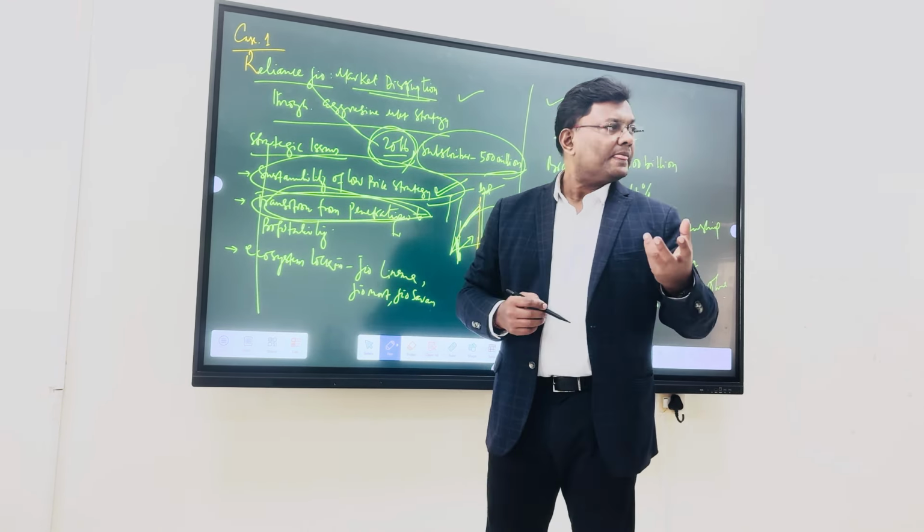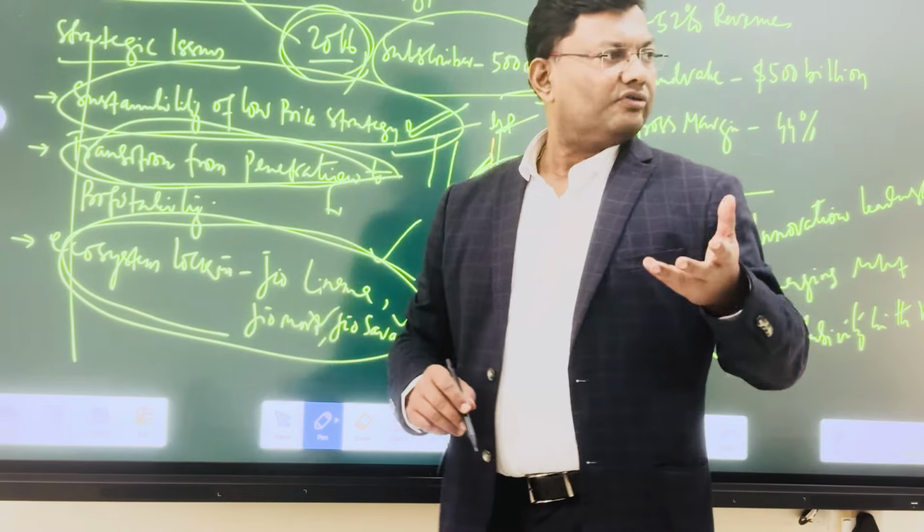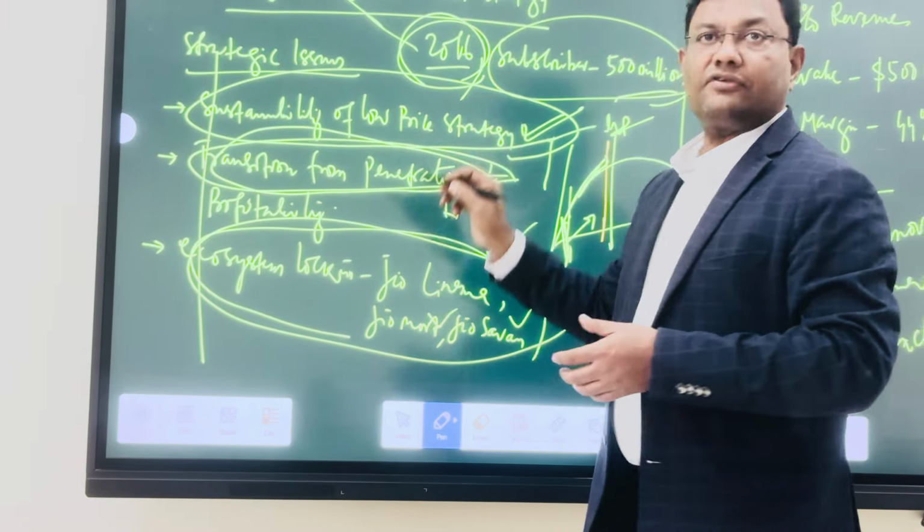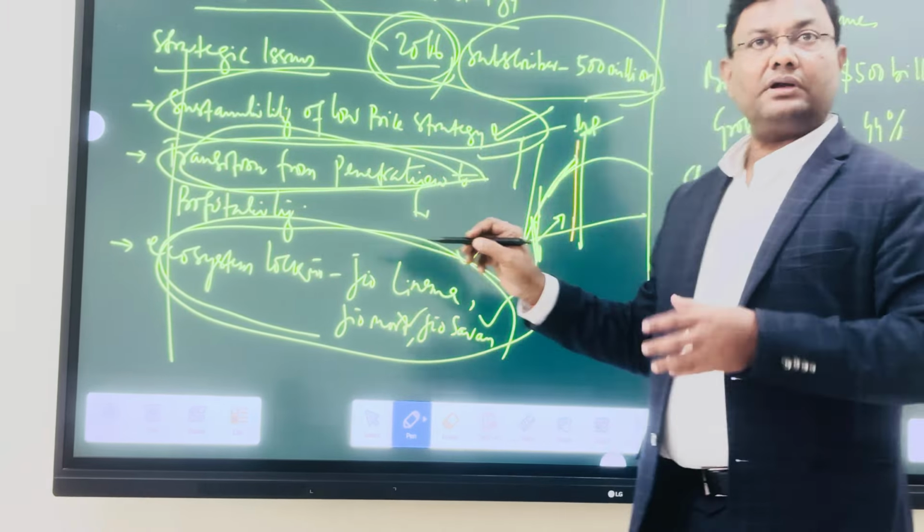Third is ecosystem locking. Just like Apple, they have developed their ecosystem. The moment you open Jio TV, you will see Jio Cinema, Jio Mart, Jio Saavn, songs and all these things coming into the picture. So they went very aggressive in the market in the initial stage with a low price penetration strategy, but at a later stage they went for the profitability concept. So that is a classic case.